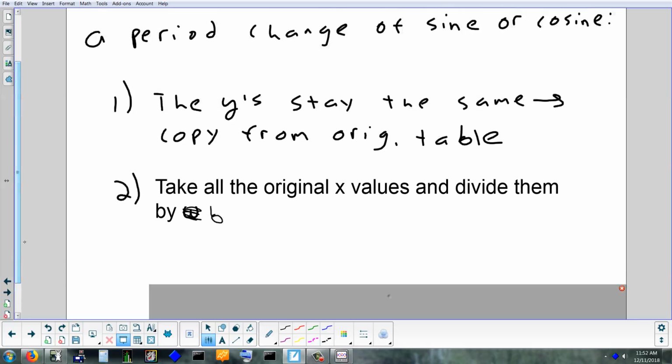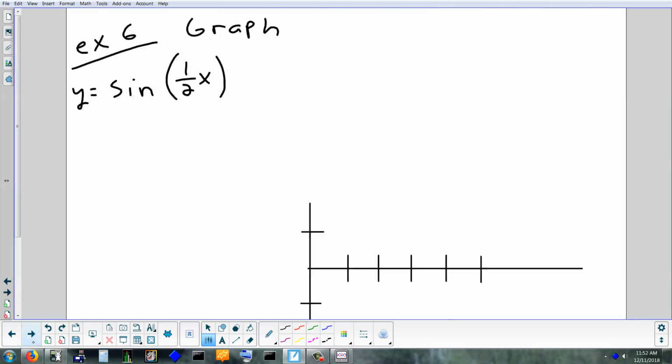Okay. Any questions on those two steps? All right, so let's look at this one. Y equals sine 1/2 x. Okay, first step, can somebody tell me, now that we've learned all the transformations, phase shift, vertical shift, amplitude change, period change, which one of the 4 is it, and why? Yep. It's a period change. Yep, it is a period change.